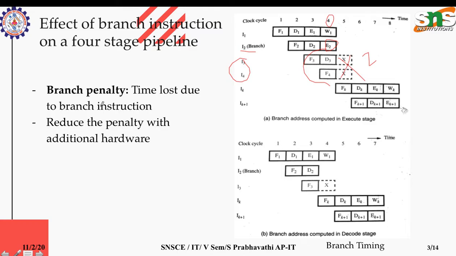So one way of reducing the branch penalty is to introduce sophisticated hardware at the decoding stage. See here, the same instruction is executed with a specially designed hardware, that is nothing but the decode. Here we are assuming that the decoder not only decodes the instruction but also predicts the branch instruction. If that prediction happens, we could avoid this penalty. Of course, we could not avoid the penalty 100%, but somewhat we could avoid it.